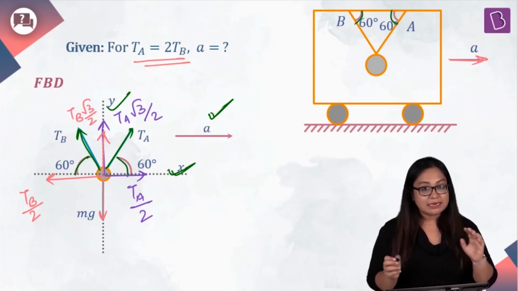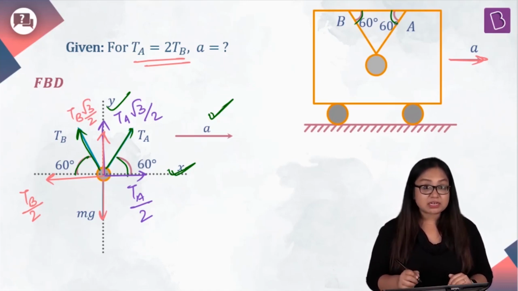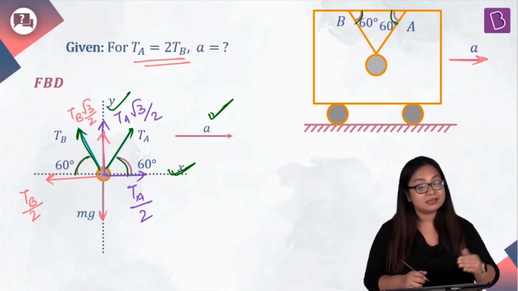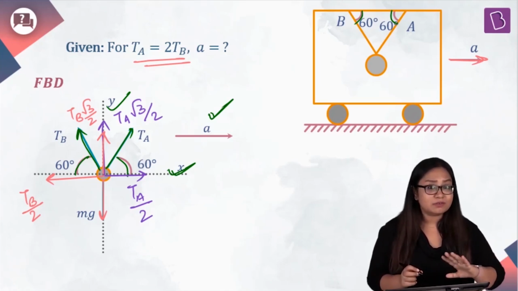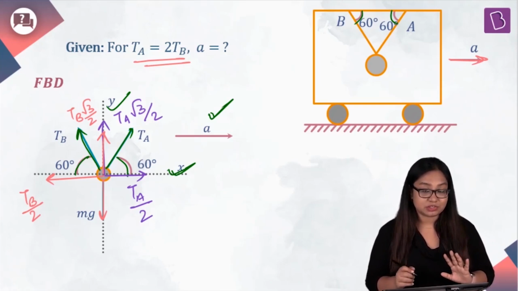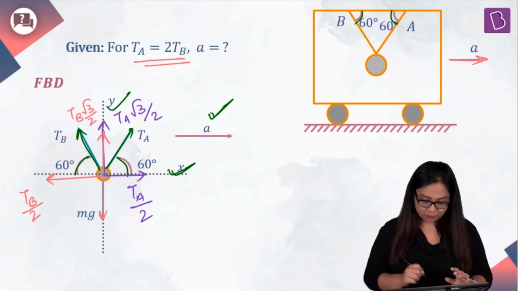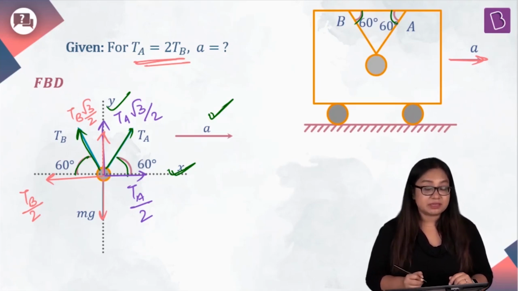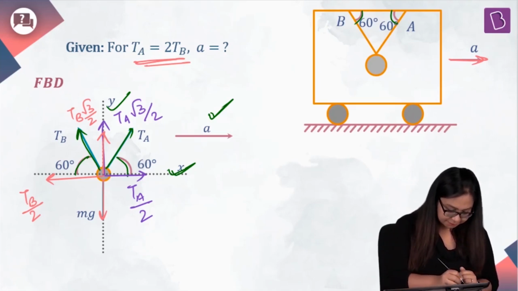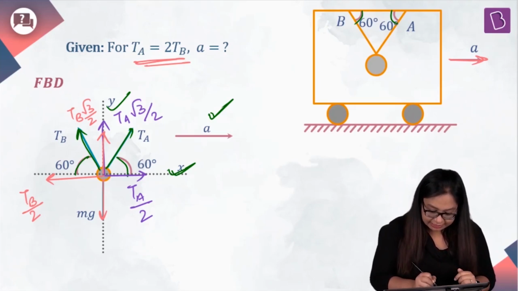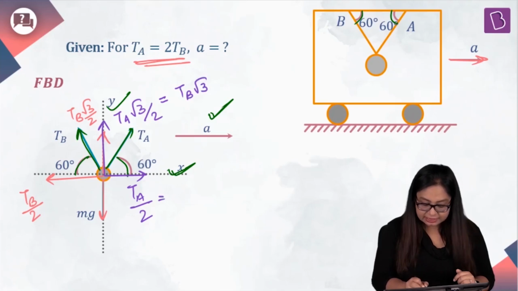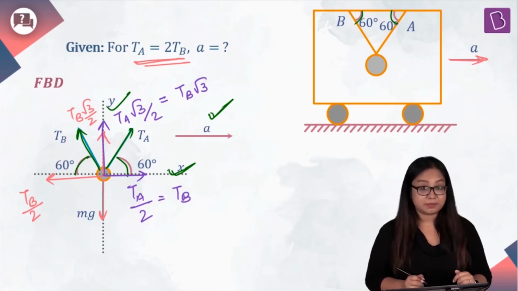Okay. Now I can say that vertical forces are balanced and horizontal forces, net force is equal to mass into acceleration. We can say that, right? Okay. Here TA is given as 2 times TB, right? So what do I say? TA is 2 times TB. So this can be written as TB root 3 and this can be written as TB itself, right?